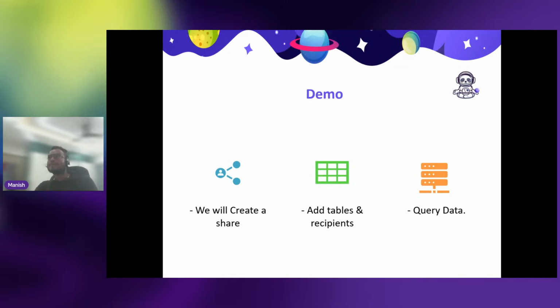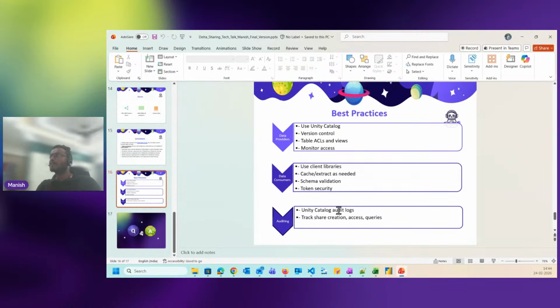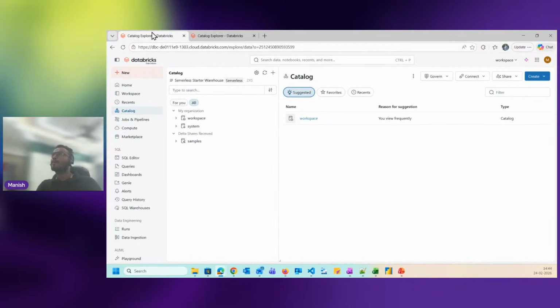Okay, so now this is the interesting part, and I'm going to create a demo where we will have two workspaces, and I'm going to share the data from one workspace to another workspace. Now you can see that this is one workspace and this is the other workspace. If you want to share the data, I'm going to share it from one workspace to another. What I'm going to do first, this is my source workspace.